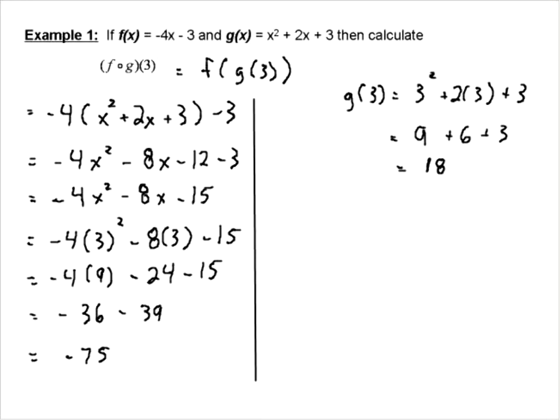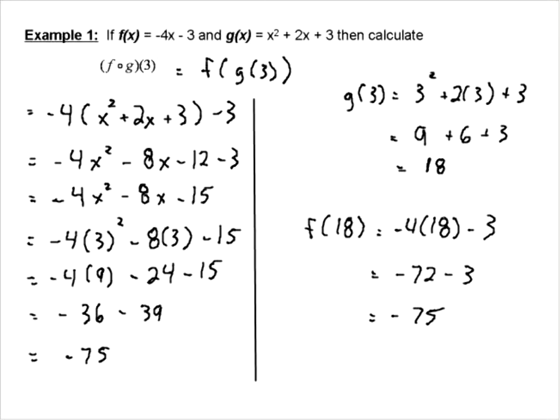which is 18. Now what we can do is we can take that value, which is g of 3, and we can replace it in the function f. So everywhere that there's an x in f, we can replace it with this numerical value of 18. That's all we're going to do. So now we're going to find out what is f of 18. Well, we just plug that in. Negative 4 times 18 minus 3. Negative 4 times 18 is negative 72. Minus 3, we get negative 75.